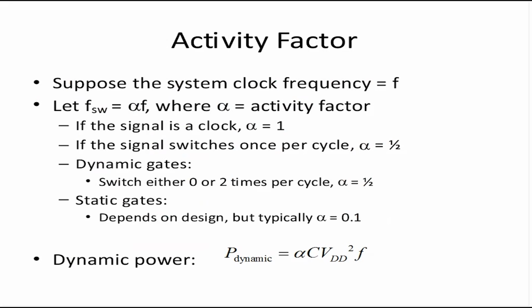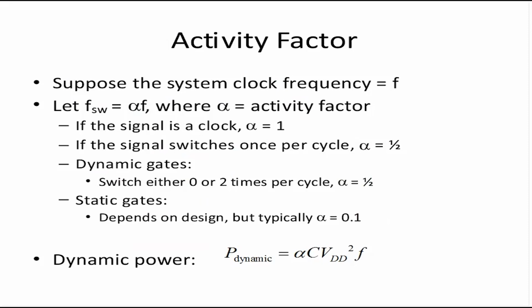So let's say the system clock frequency is f. Let the switching frequency Fsw be equal to alpha f, where alpha is the activity factor. Now, if the signal is a clock, alpha is equal to 1. What it means is that if the signal switches twice per cycle, alpha is equal to 1. If the signal switches once per cycle, alpha is equal to 1/2. Please remember this.